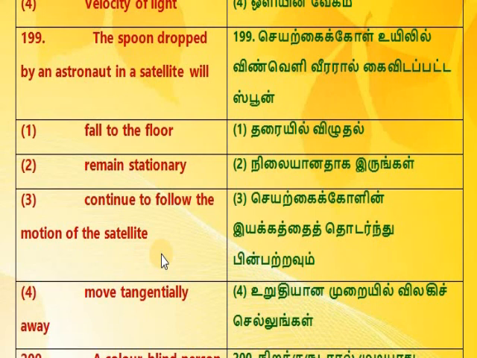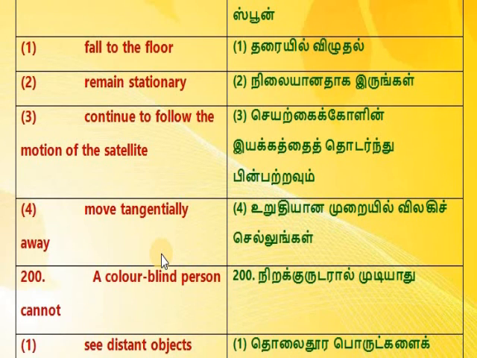199. The spoon dropped by an astronaut in a satellite will 1. Fall to the floor. 2. Remain stationary. 3. Continue to follow the motion of the satellite. 4. Move tangentially away.